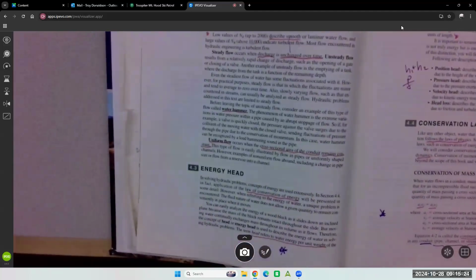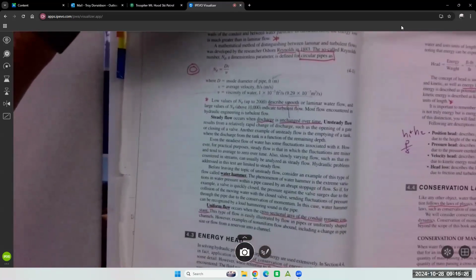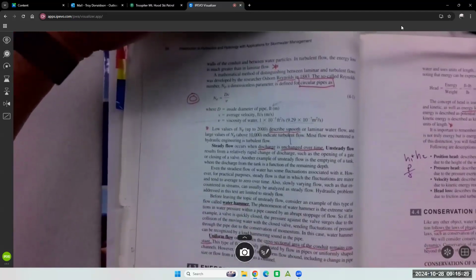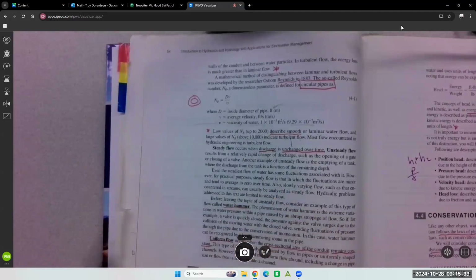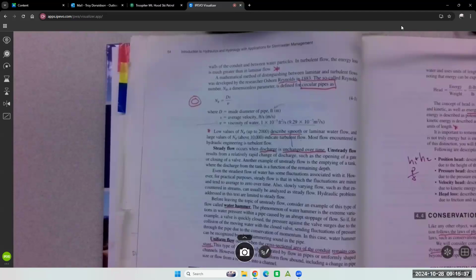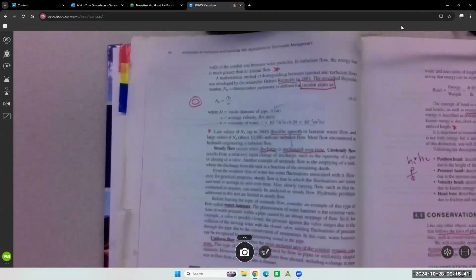Now, it's not super precise. To get a really precise Reynolds number, we'll do it another way also. But to get a really precise Reynolds number, you have to go through much more detail than just the velocity. But this is a good start.